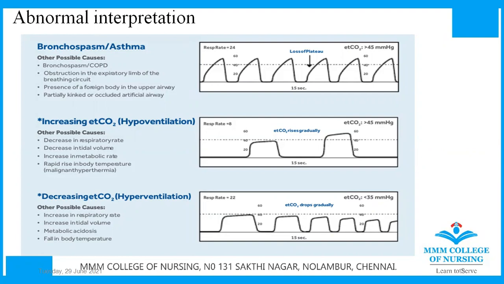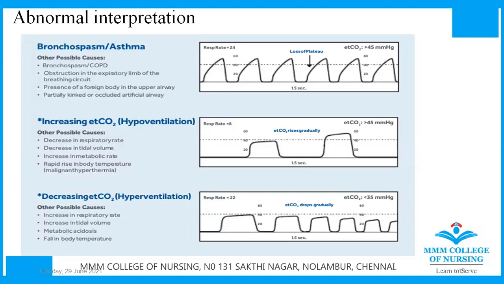And in conditions where the patient is hypoventilated, there will be an increasing end tidal carbon dioxide. Other possible causes are decrease in respiratory rate, decrease in tidal volume, increase in metabolic rate, and rapid rise in body temperature, which can be malignant hyperthermia. The waveform will look like this: the end tidal carbon dioxide rises very gradually, it will be more than 45 mm of Hg, and the respiratory rate will be lower, like 8.